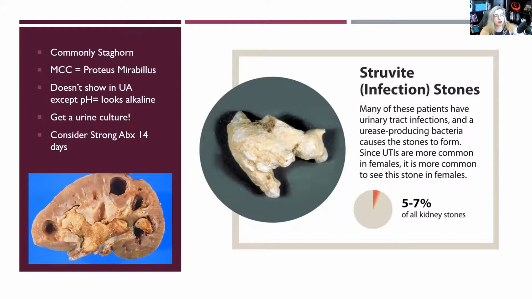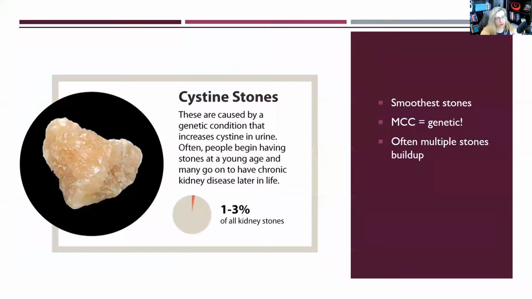Also, consider strong antibiotics for at least 14 days if you're starting to be suspicious of Proteus mirabilis, because your typical 7-week course is not going to be enough.